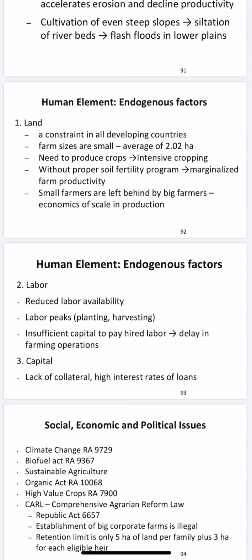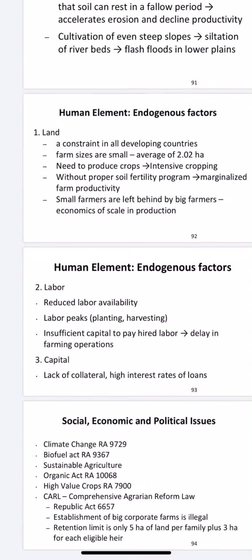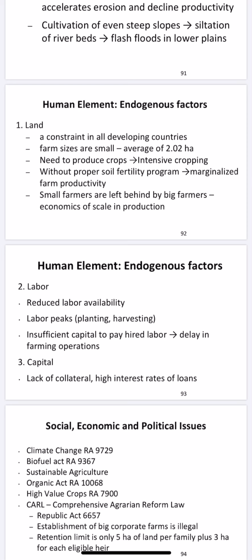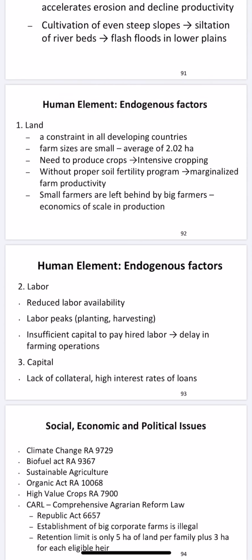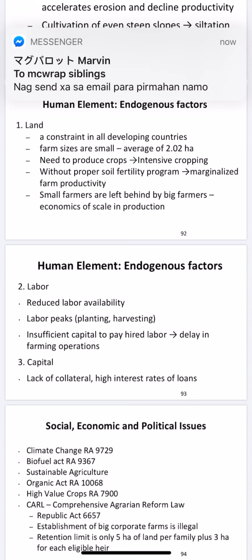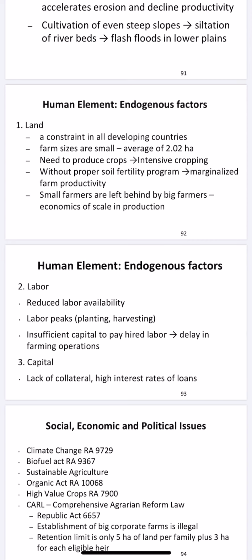And labor is another very important factor. Reduced labor availability is a problem in some areas, but not so much in the Philippines. Labor peaks for planting and harvesting. Insufficient capital to pay for hired labor is a common problem, which results in delays in farming operations. And lastly, capital: the lack of money, collateral, and also the high interest rates of loans.